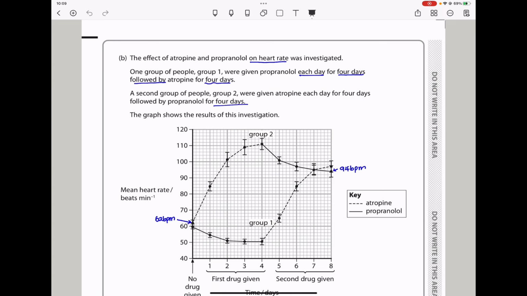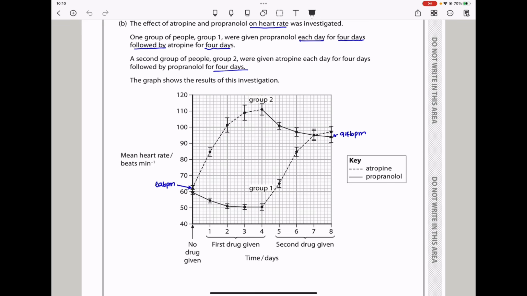Moving on. Here they say, the effect of atropine and propranolol on heart rate was investigated. One group of people, group 1, were given propranolol each day for 4 days, followed by atropine for 4 days. A second group of people, group 2, were given atropine each day for 4 days, followed by propranolol for 4 days. The graph shows the results of this investigation.